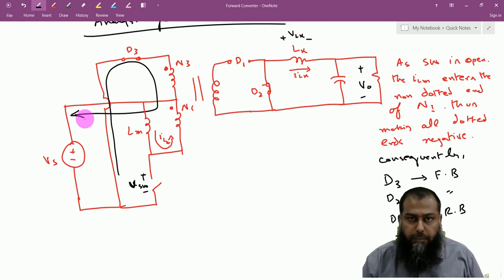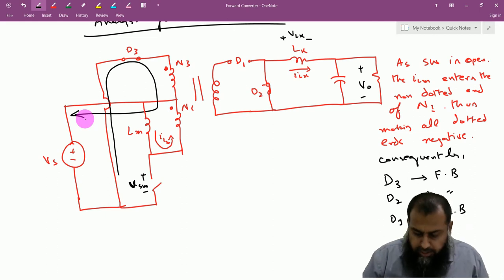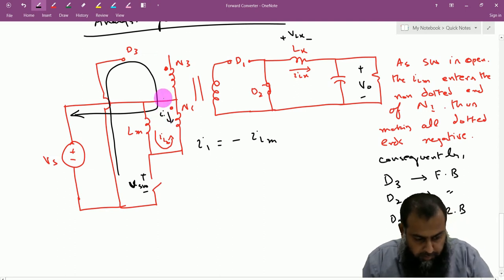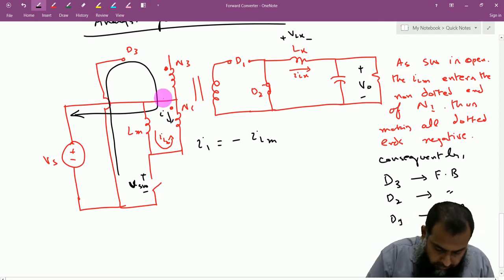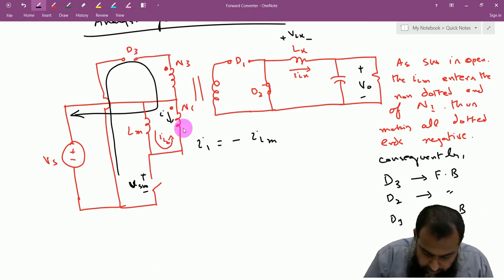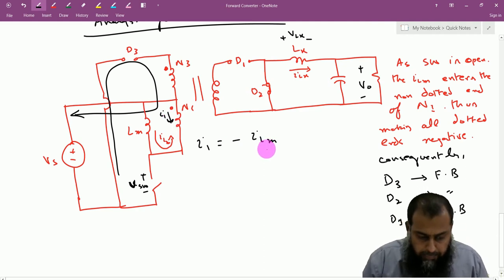Remember that the operation and the function of the winding N3 and D3 is only to demagnetize this particular transformer fully before we apply the next switching cycle. So let us write down the equations now. Here we have I1 equal to minus ILM, because this is the direction of the current I1. Let me draw it here. This is the current I1. So ILM is now coming from the non-dotted end, and therefore this I1 is equal to minus ILM.